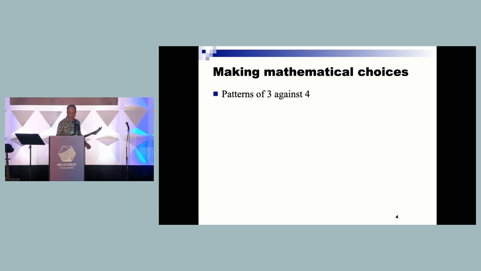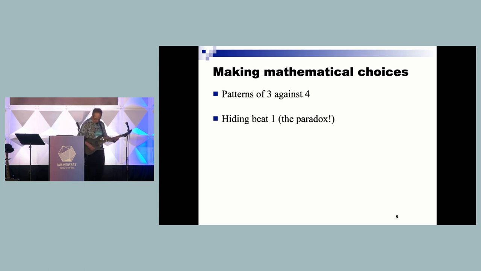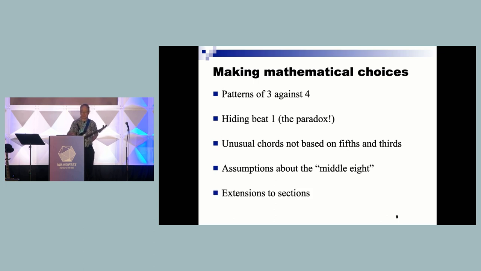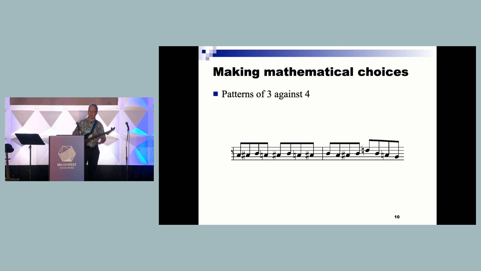So patterns of 3 against 4 that I talked about in my talk, that Chuck Berry did and George Harrison loved. In this, the patterns of 3s, for instance, I do on the opening, I do 4 patterns of 3s, and I think it gives a sort of a wildness to the opening. That was the intention. Hiding beat 1, I'll be talking about. Unusual chords, not based on fifths and thirds. Assumptions about the middle 8. Extensions to sections, and acceleration. So let me talk about each one individually.